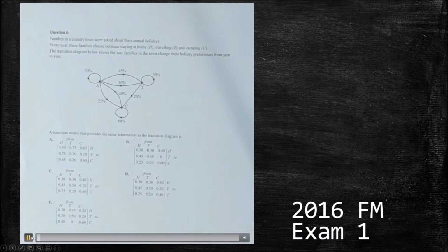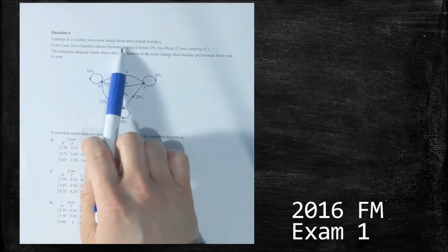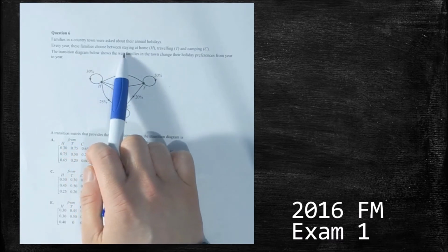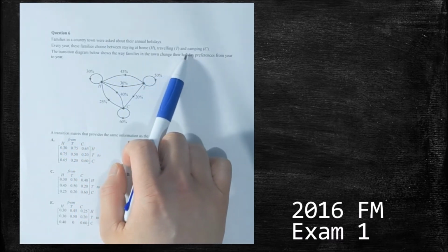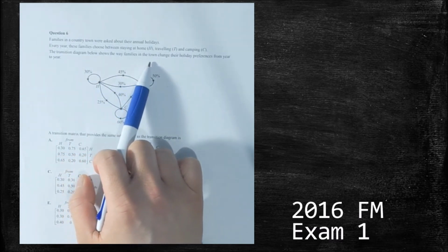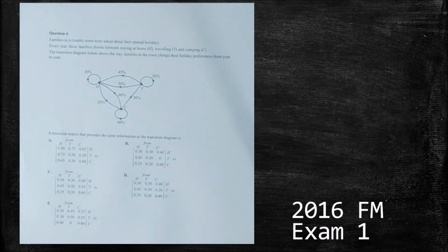Hello, so this is 2016 Federal Maths Exam 1, question 6. Families in a country town were asked about their annual holidays. Every year, these families choose between staying at home, traveling, and camping. The transition diagram below shows the way families in the town change their holiday preferences from year to year.